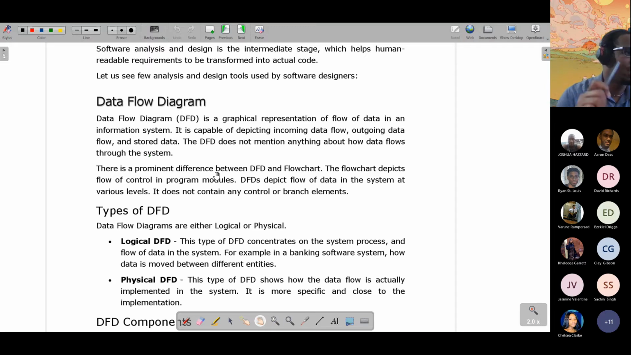It looks at the data coming in. It looks at the data that's leaving the system. It looks at the data that is stored in the system. Okay? So depending on the DFD, it doesn't mention too much about how the data flows through.